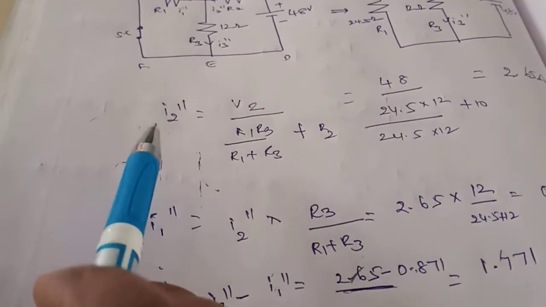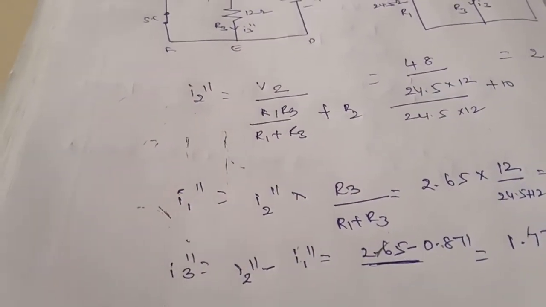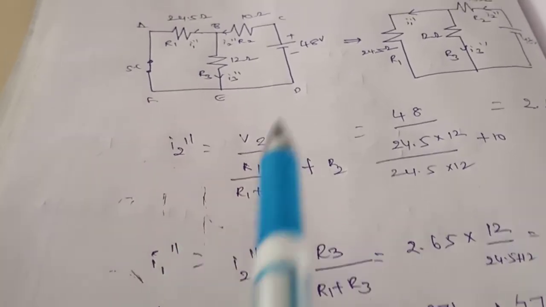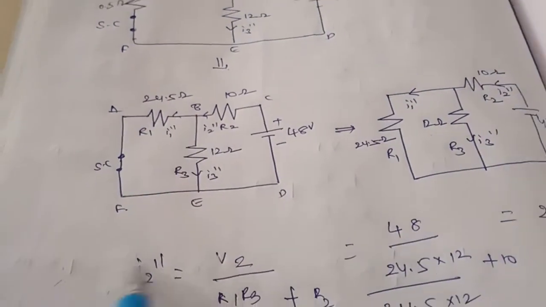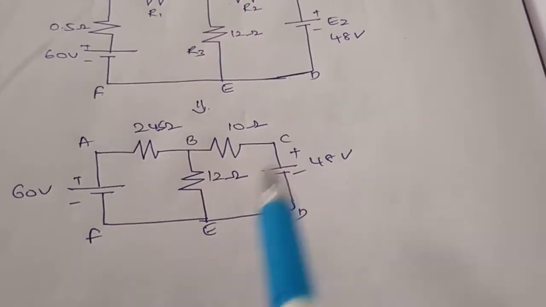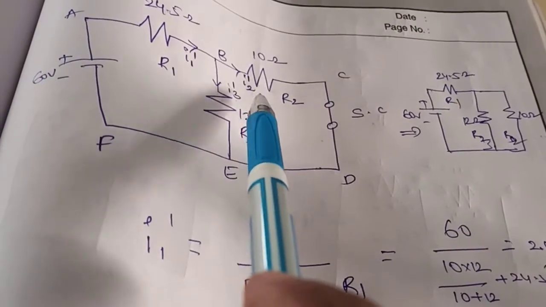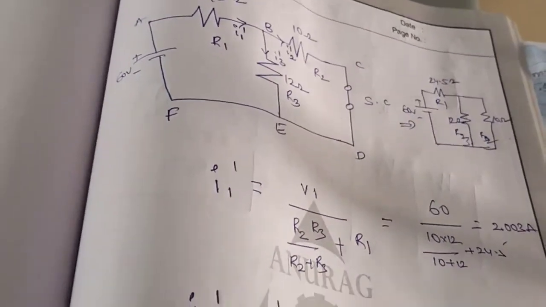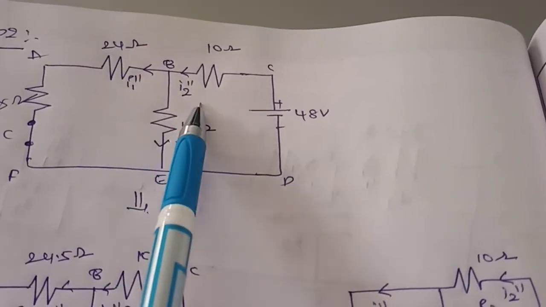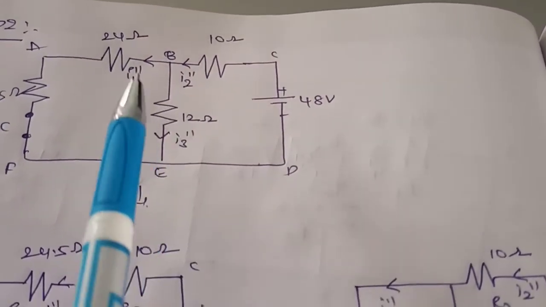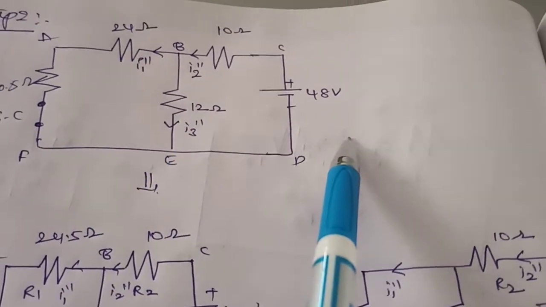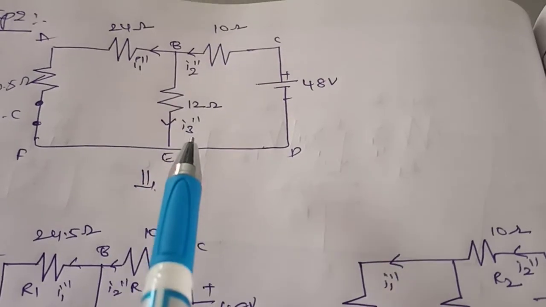So now you got I2 dash, I2 double dash, I1 double dash, I3 double dash. So in the first step, what you got? I1 double dash, I2 double dash, I3 double dash. So whatever the currents are flowing, here you can see when you consider a single voltage, 60 volts, you have represented as I1 dash, I2 dash and I3 dash. Similarly, now you considered 48 volts and you have represented the current as I1 double dash, I2 double dash and I3 double dash.